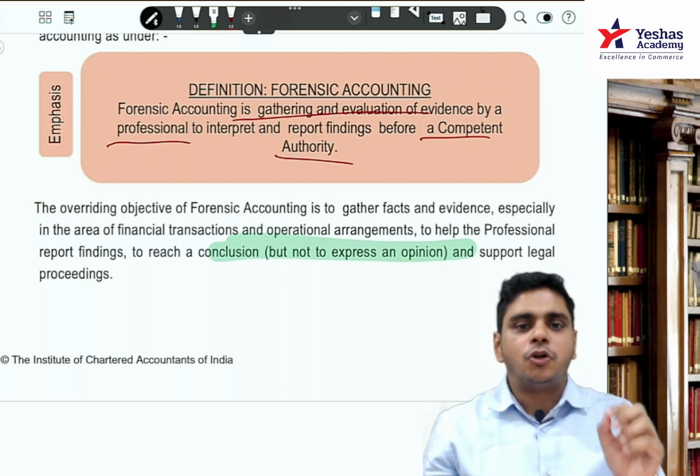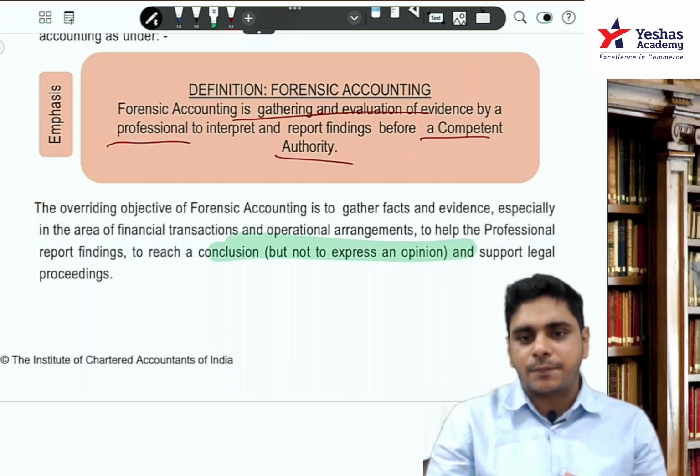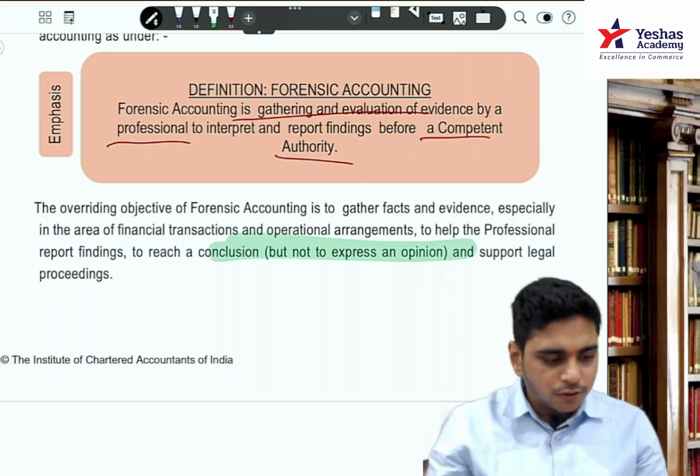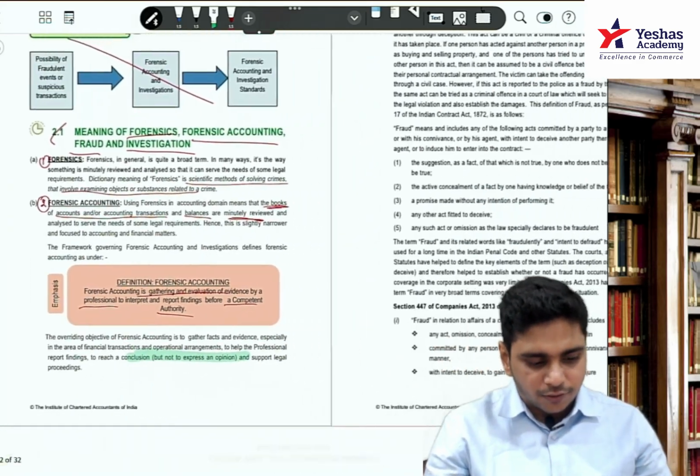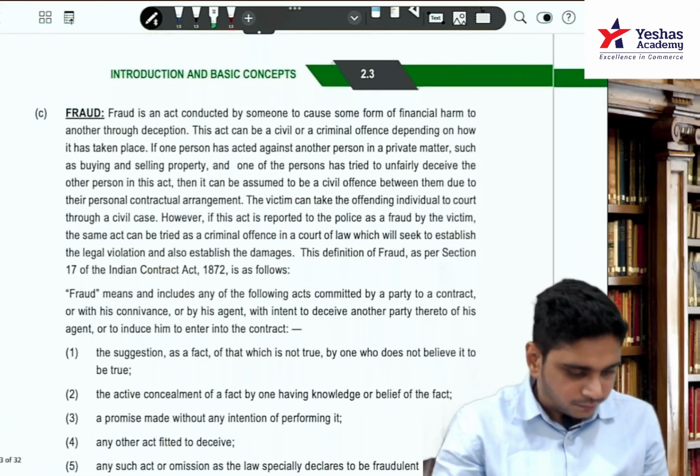So here we do not express opinion because we are not the auditors. Opinion, guys, is expressed by the auditor. Understood? So this is still the second definition going on. Third.